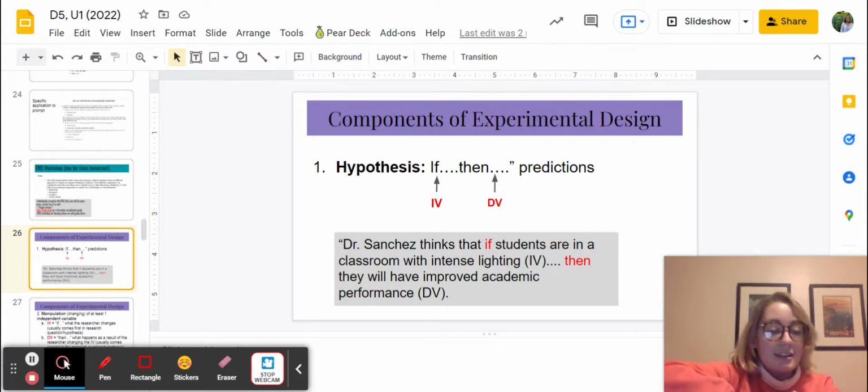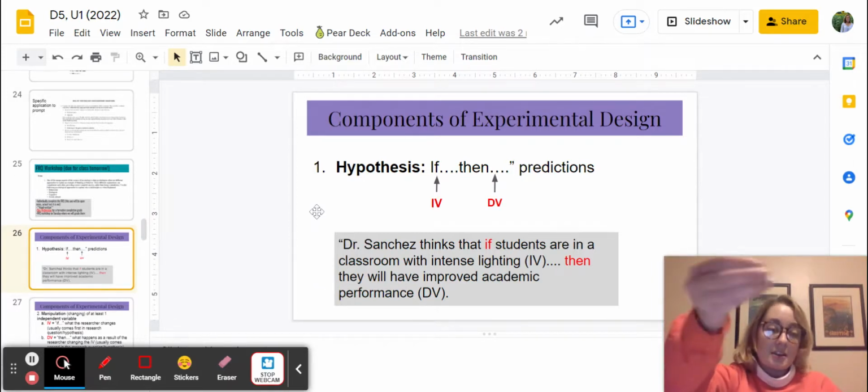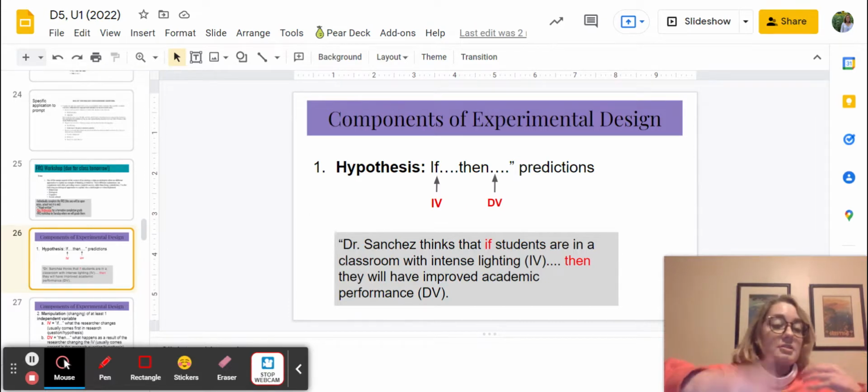So, for a hypothesis here we have: Dr. Sanchez thinks that if students are in a classroom with intense lighting, then they will have improved academic performance. And we have to explain what intense lighting means, but we can say for this purpose, it's like overhead lighting rather than what I have with the chill dim lighting. So, right, if the independent variable is the type of lighting, then this will result in students having better academic performance. The independent variable changes, and the dependent variable should change as a result of the independent variable changing.